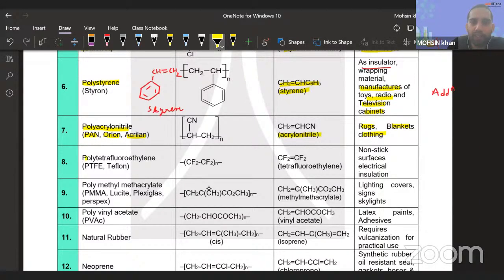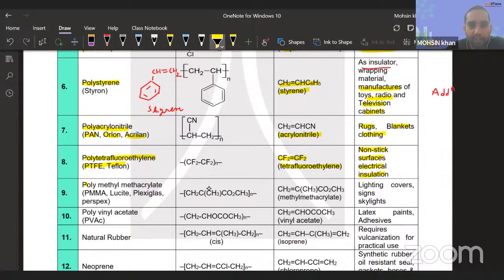Next, we have polytetrafluoroethylene, which is known as PTFE or Teflon. Here we have CF2 double bond CF2. On the double bonded carbons, all the hydrogens are replaced by fluorine, so it is known as tetrafluoroethylene. It is used for non-sticky surfaces and electrical insulation. Non-sticky utensils are produced using Teflon.